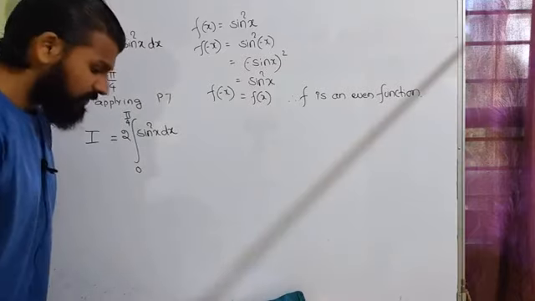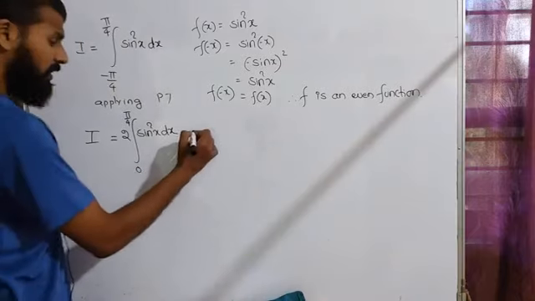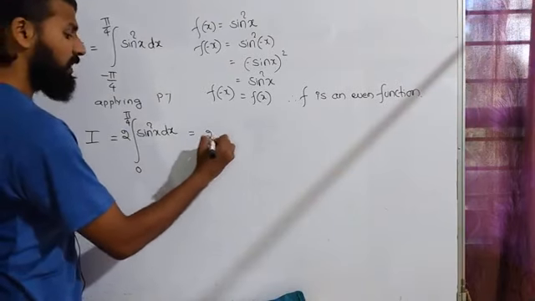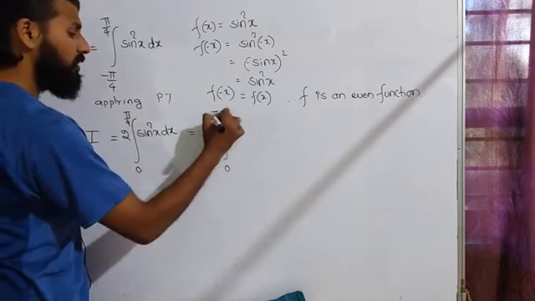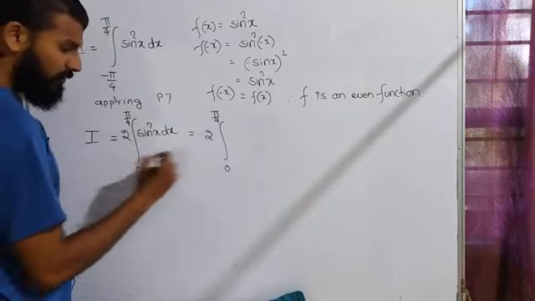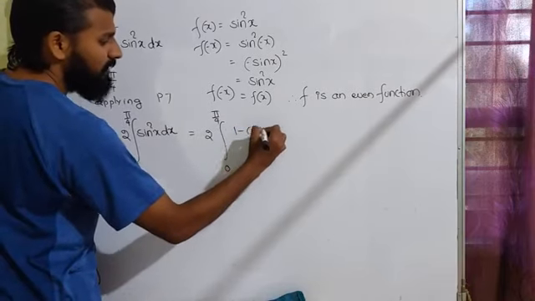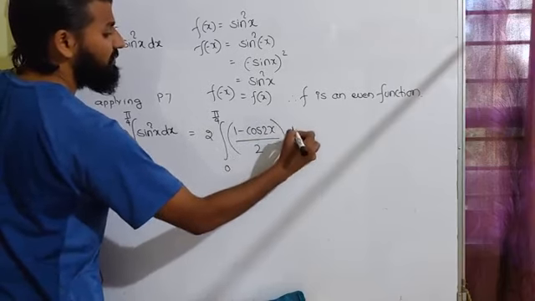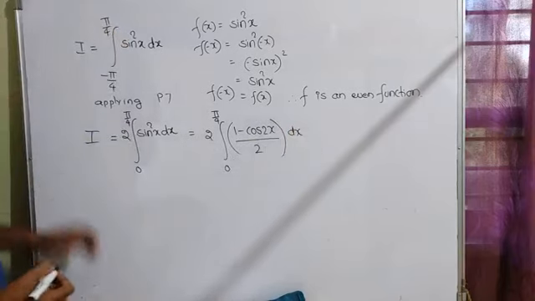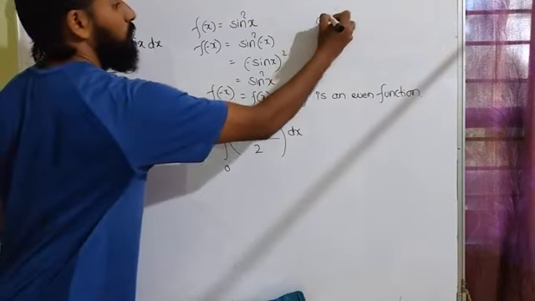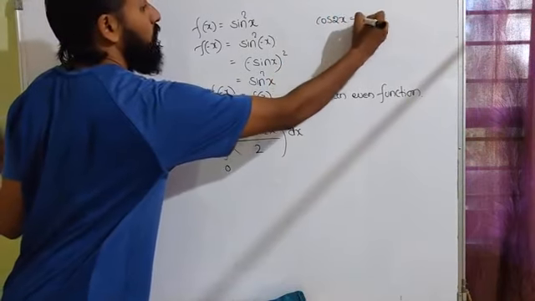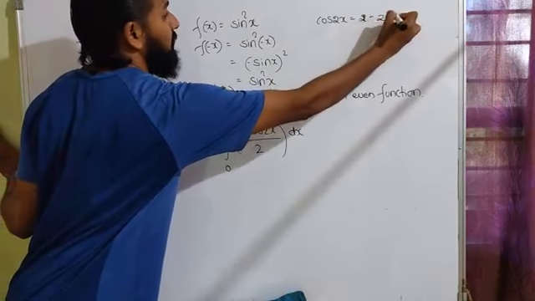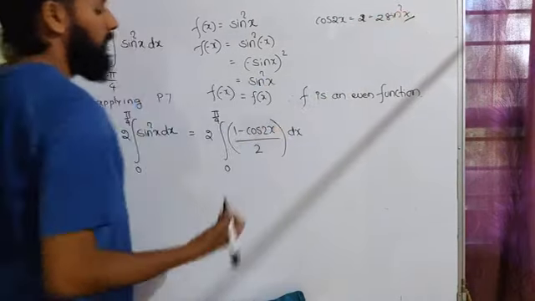So what next? We know the formula, so we'll apply it. In fact, 2 times the integral from 0 to pi by 4. For sine square x we have the formula, that is 1 minus cos 2x divided by 2. This is a standard formula which we got from cos 2x. I hope all of you know this formula, right? Cos 2x is equal to 1 minus 2 sine square x. From this we got this one.